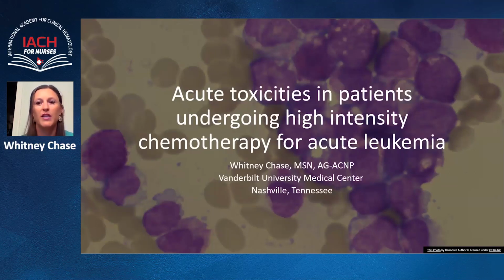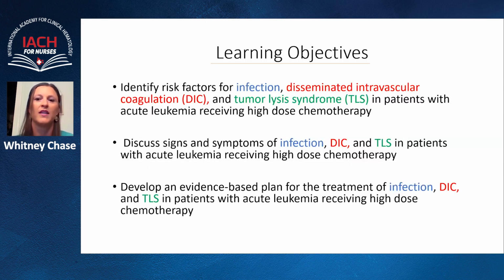I work on an inpatient team that serves patients with hematologic malignancies, and I'm pleased to present today on the management of acute toxicities in patients undergoing high-intensity chemotherapy for acute leukemia. So acute toxicities are many in this patient population, but today we're going to cover 3 complications that they face, including infection, disseminated intravascular coagulation, or DIC, and tumor lysis syndrome, or TLS.